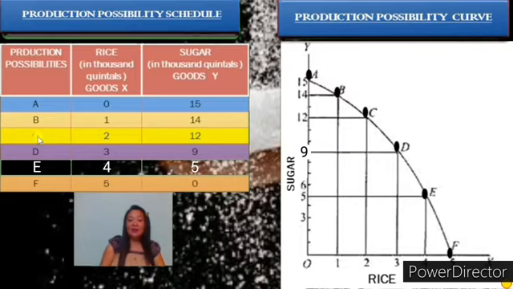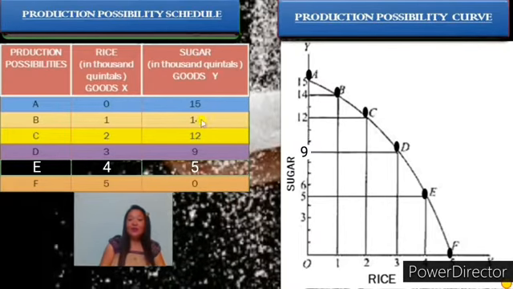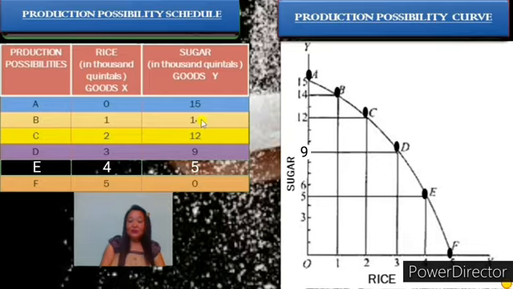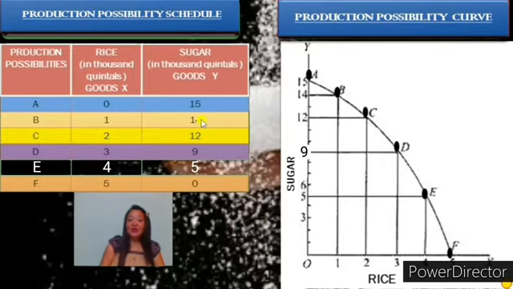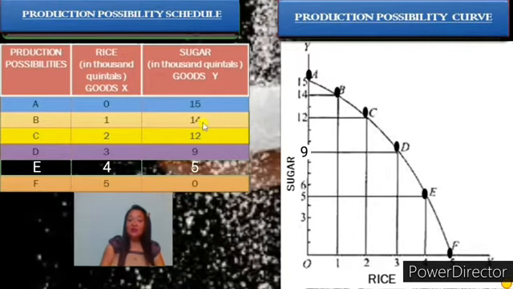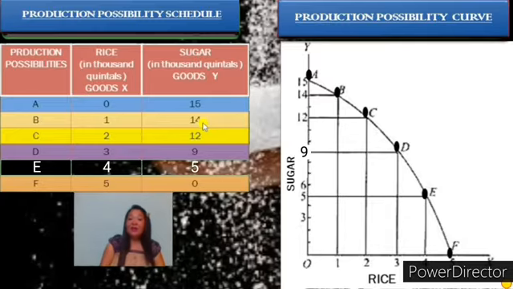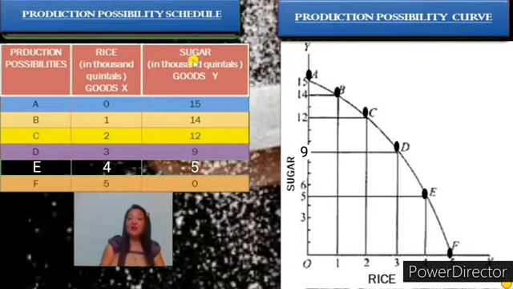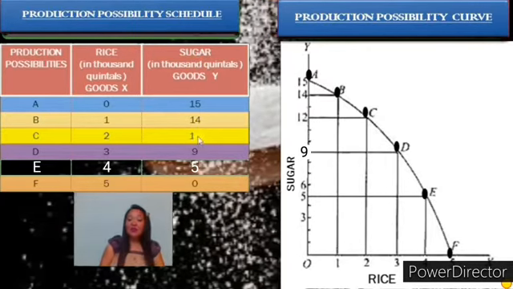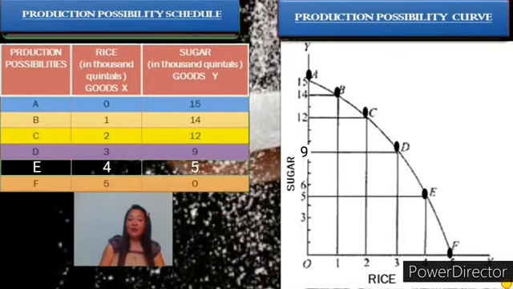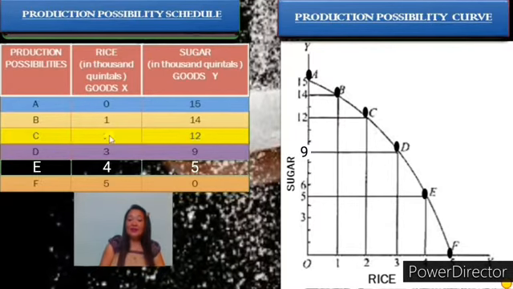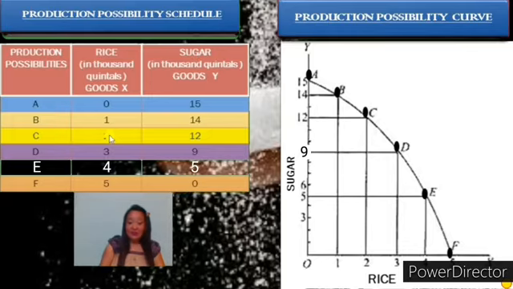Now the production possibility combination C shows that if you reduce the allocation of resources a little more in the production of sugar, say from 14 to 12, then what will happen? The production of rice will increase to, say, 2 units.